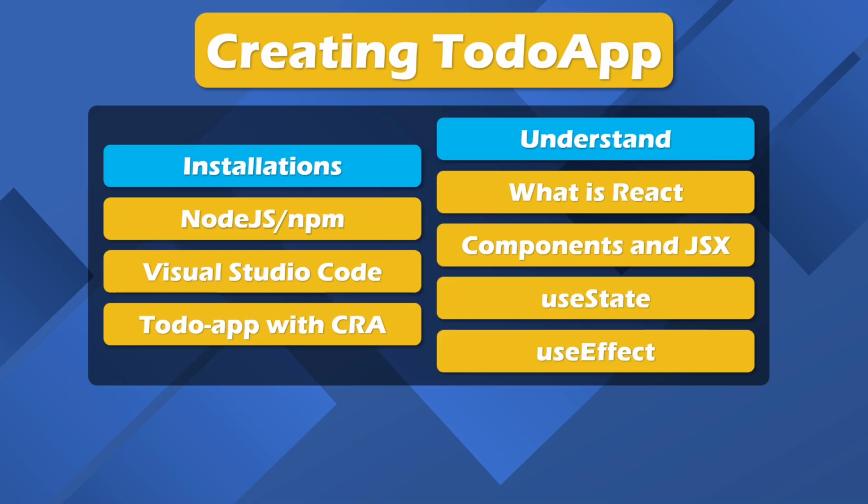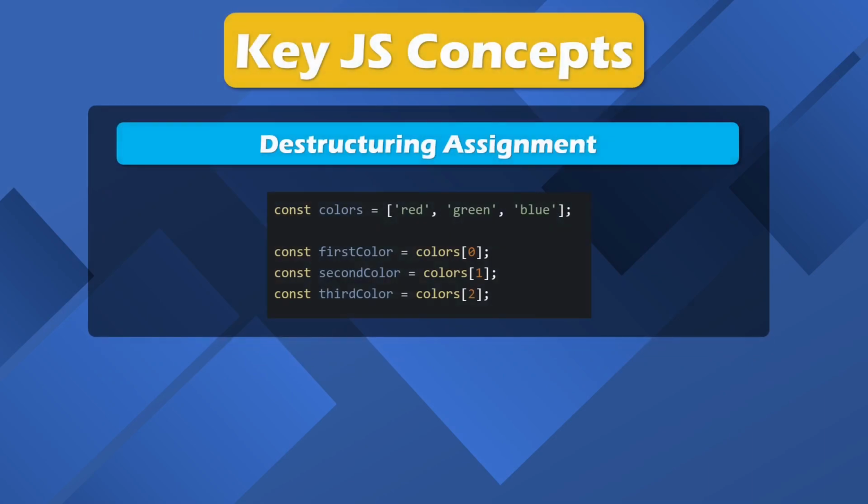Now, the last requirement, we have some key JavaScript concepts that we need to be aware of. Let's go through them one by one. First one is destructuring assignment. So as we all know, variable assignment is when you declare a new variable and assign a new value to it. For example, if you have an array and I ask you to create three variables and assign the values of colors to those variables, this is one of the ways to do it.